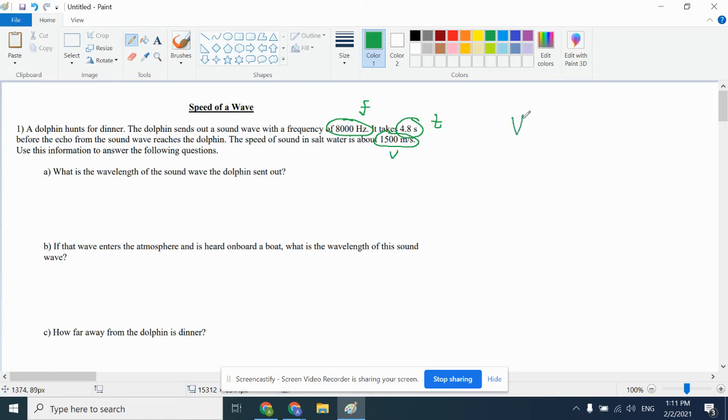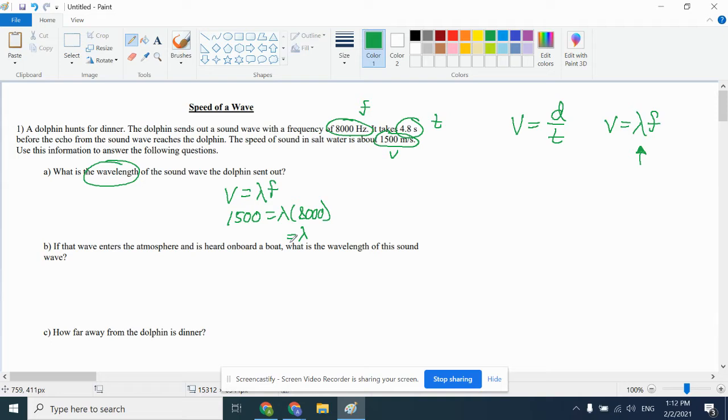So there's two equations we're going to be working with. Velocity is your distance over time. Velocity is your wavelength times your frequency. In both of these, the velocity would be 1,500 meters per second. So if I want wavelength, I want this, lambda. V is lambda f. 1,500 equals lambda times 8,000.